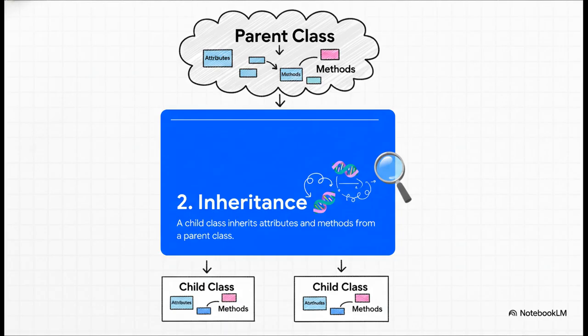Next up, pillar number 2, inheritance. This is all about not repeating yourself. It lets you create a new child class that automatically gets all the features and methods from an existing parent class. You write the code once in the parent, and all the children get to use it.